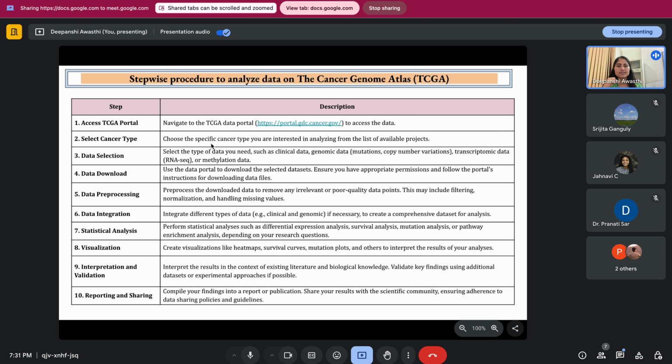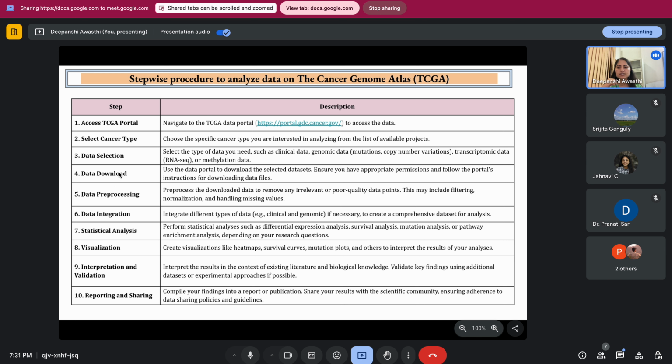You can select the cancer which I have shown you, then you can select what kind of data you want to get: clinical data, genomic data, transcriptomic data, depending on the need. You can also download the data. In case you want to download it and analyze it separately, because in TCGA you cannot analyze it. It provides you the data, but it does not analyze it.